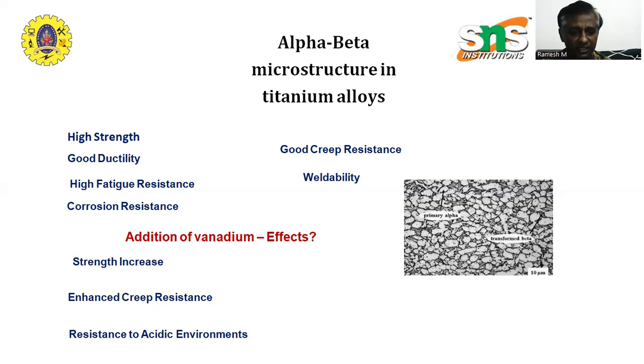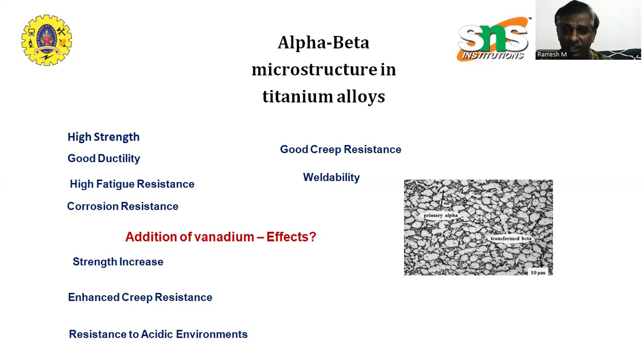In the case of high strength, in what way does it improve the property? This alpha beta microstructure offers high strength due to the presence of both alpha and beta phases. It offers a high strength to weight ratio, that is, high strength due to the presence of the alpha phase as well as the beta phase. So both alpha and beta phases in this microstructure give more strength.